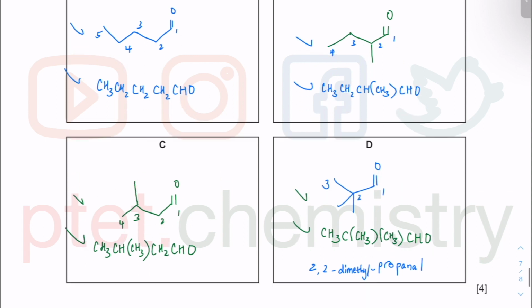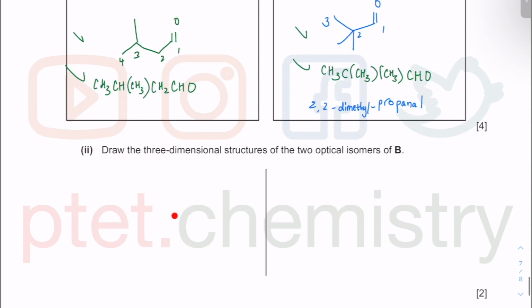Okay. Now draw the 3-dimensional structures for the 2 optical isomers of B. So what I do is I draw the tetrahedral shape first.